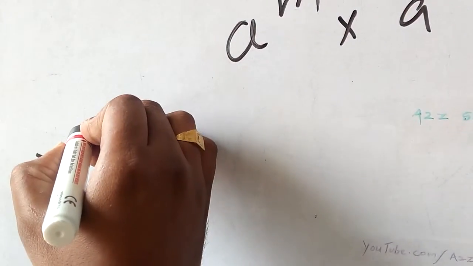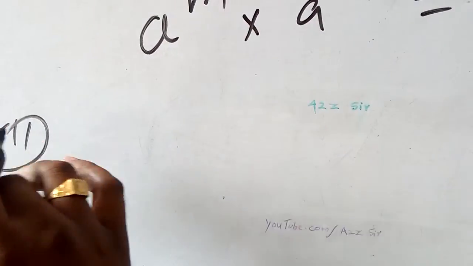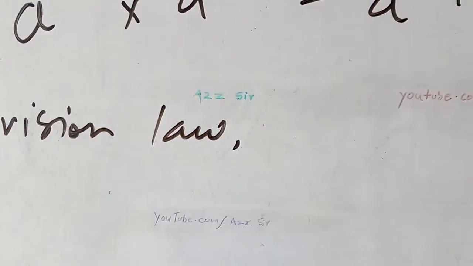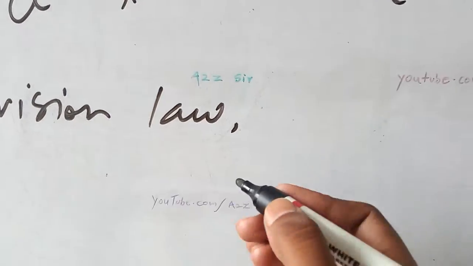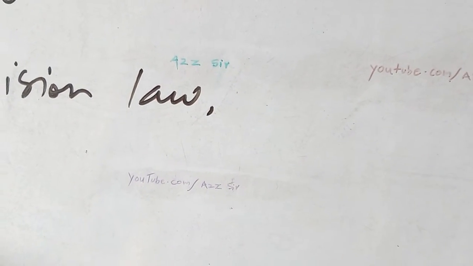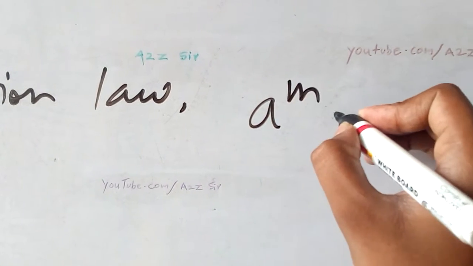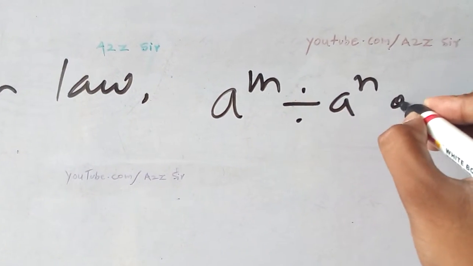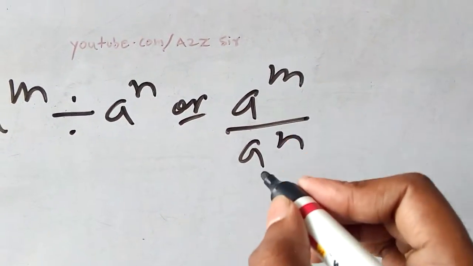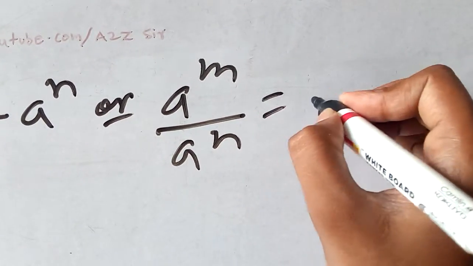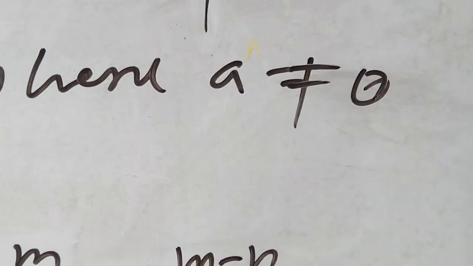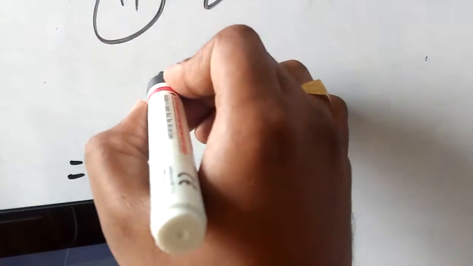The second one is the division law. In this law we have some questions in the form of a quotient, so we can call it the quotient law also. It is a to the power m divided by a to the power n. In numerator and denominator form, the result will be a to the power m minus n, where a does not equal 0.